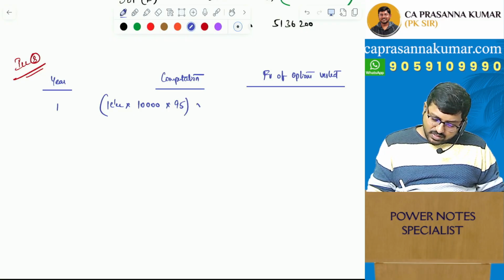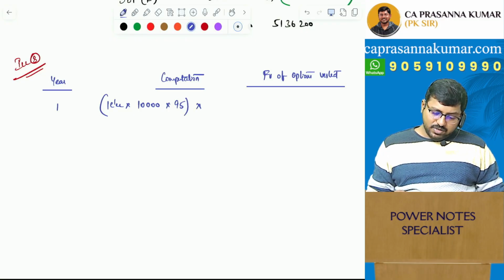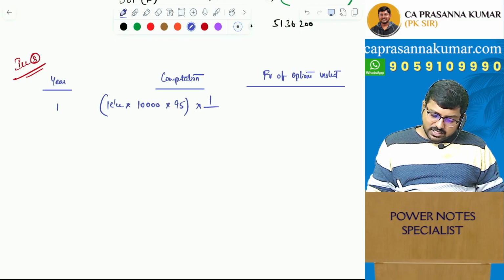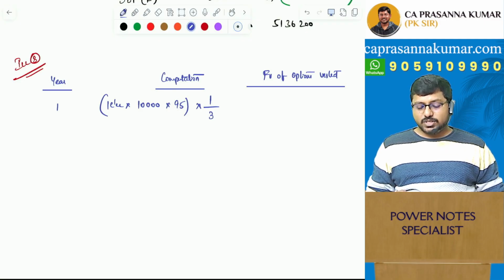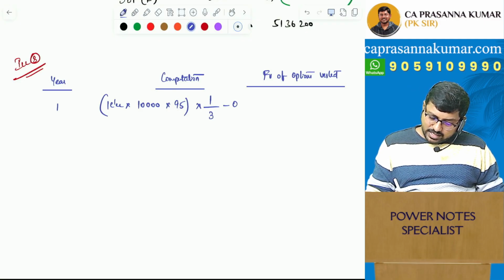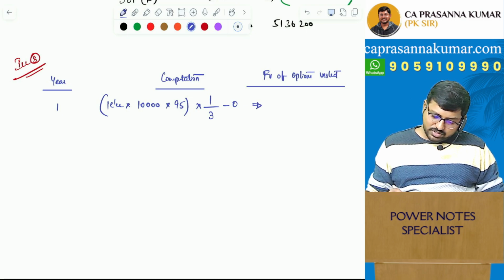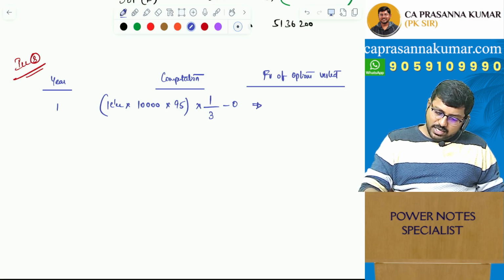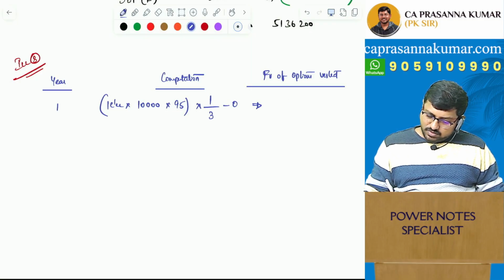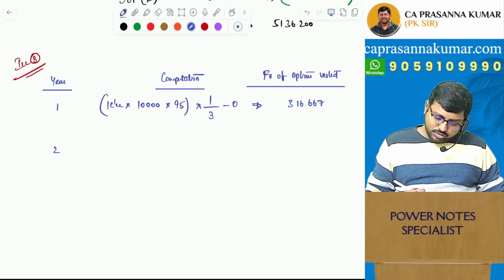Into vesting period completed, 1, divided by expected vesting period, or total vesting period is 3. Minus expenditure recognized in the previous year, 0, which means what is the fair value of the options vested? 10,000 into 95 by 3, to put it simple. 3,16,667. Clear? Now year 2, what you will do?